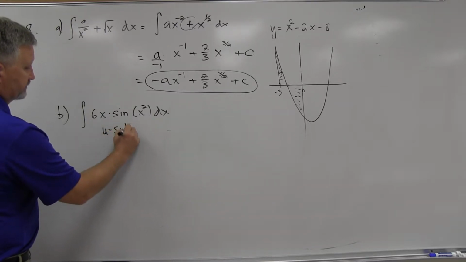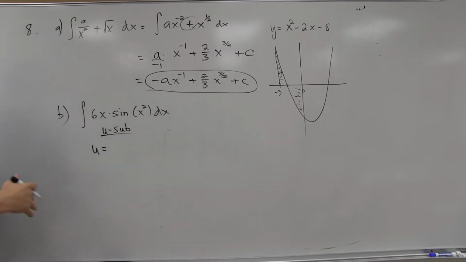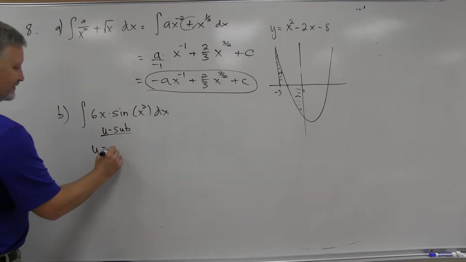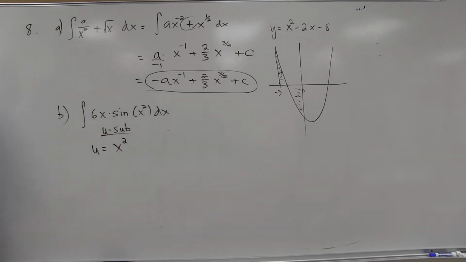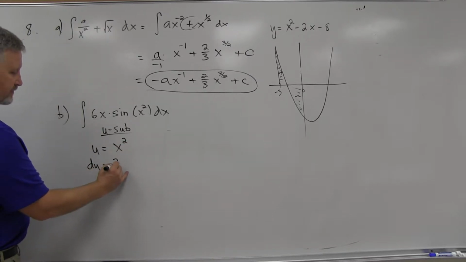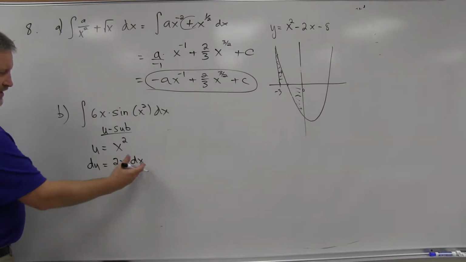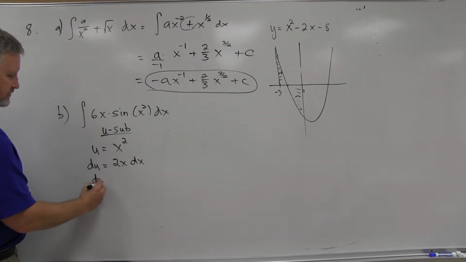U sub, I call it, or just substitution. But yeah, we assign the variable U to part of this, and usually if you've got parentheses, that's a strong hint as to what the assignment for U should be. So let U be the x squared. Then you also need the du, which is just the derivative of that, which is 2x times dx. And the way I did it is go ahead and solve this for dx, so divide by 2x.